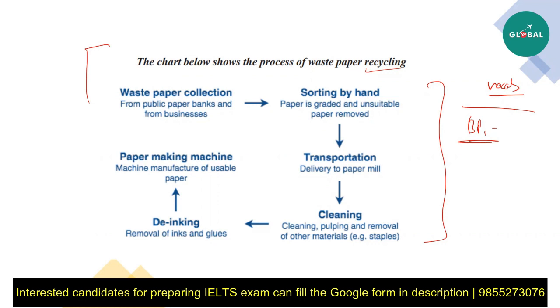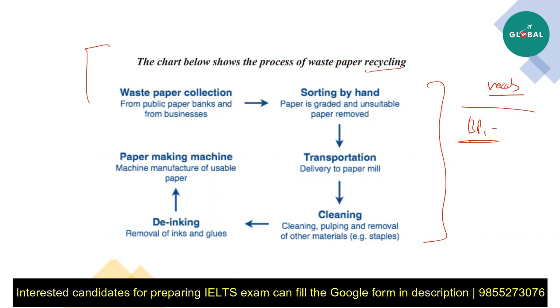Now, Deepam, can I hear what you have written? Yes, ma'am. First, paper collection is done from public paper banks and businesses that is thrown away. This then goes through a sorting mechanism, mostly by hand, after which it is graded accordingly. The unsuitable ones are removed. Next, it is transported to the paper mill for further processing.